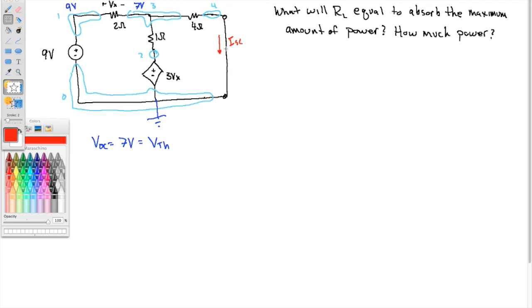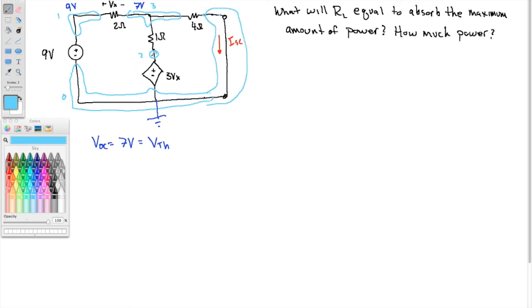All right, so the best strategy to find ISC would be nodal analysis. If you notice, by connecting that short, nodes 4 and 0 are the same node, right? Because there's no component in between them anymore. So this is all node 0 now.